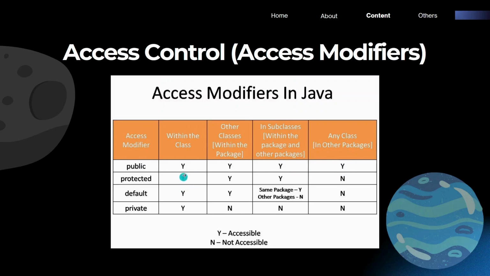While the protected is accessible within the class, other classes within the package, in subclasses within the package and in other packages, but cannot be accessed in any class in other packages. The default is accessible within the class, accessible in other classes within the package, accessible in subclasses within the package, and cannot be accessed in any class in other packages. Lastly, the private access modifier is accessible within the class, but cannot be accessed in other classes, either within the package, or any class in other packages, or any subclasses.